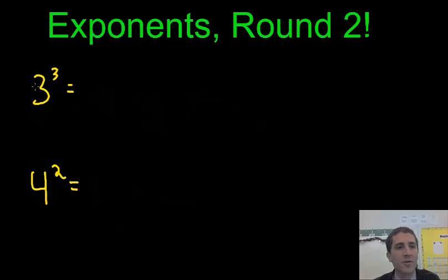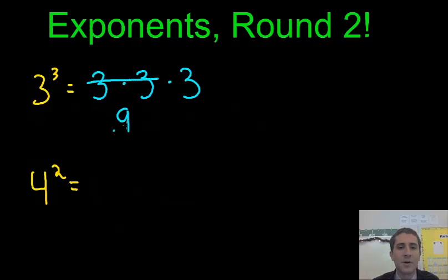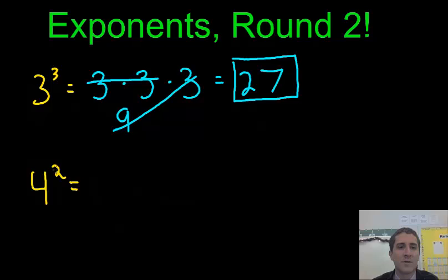Okay, welcome back. Let's try these out. The first one, 3 to the 3rd power. If you did this correctly, you went 3 times 3 times 3. And for an answer, you went 3 times 3 is 9. And then 9 times 3 gave you 27 for your answer. 3 to the third power equals 27.